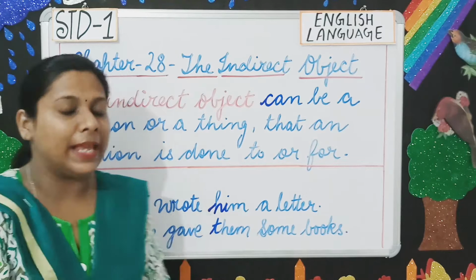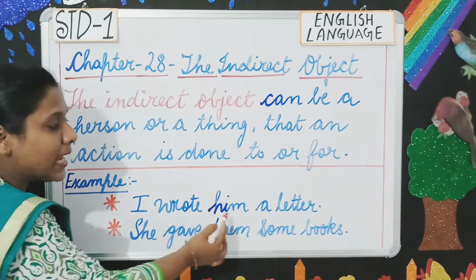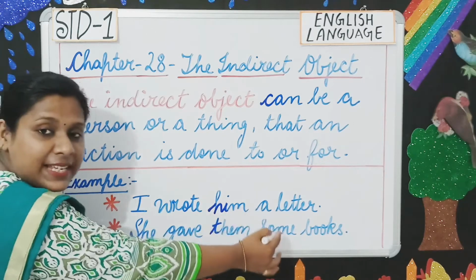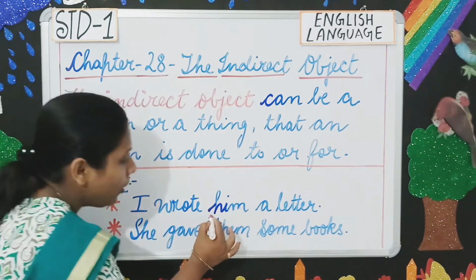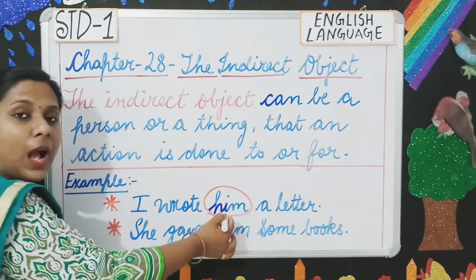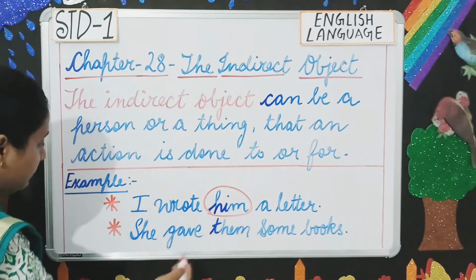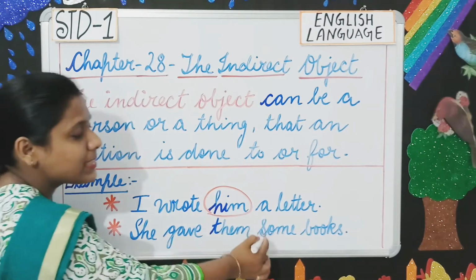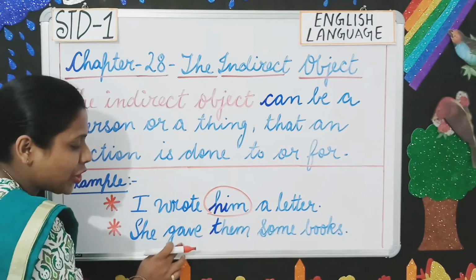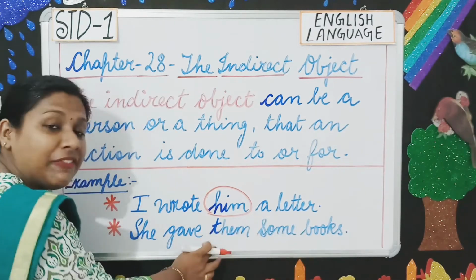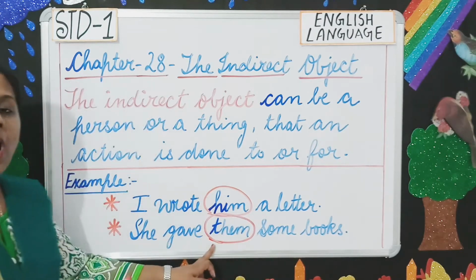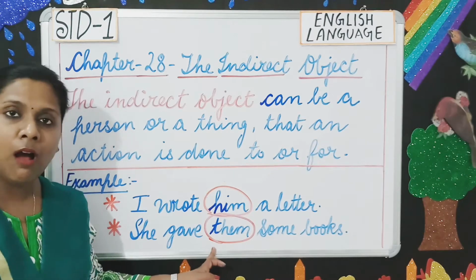Now, let us see some examples. I wrote him a letter. Now, this action of writing a letter is done to whom? To him. So, him is receiving the letter. So, him becomes the indirect object. She gave them some books. Now, she is giving some books. Her action of giving books is received by them. So, here, them becomes the indirect object. Clear?